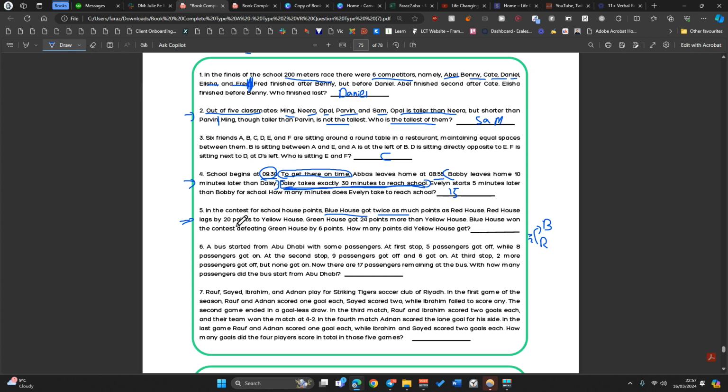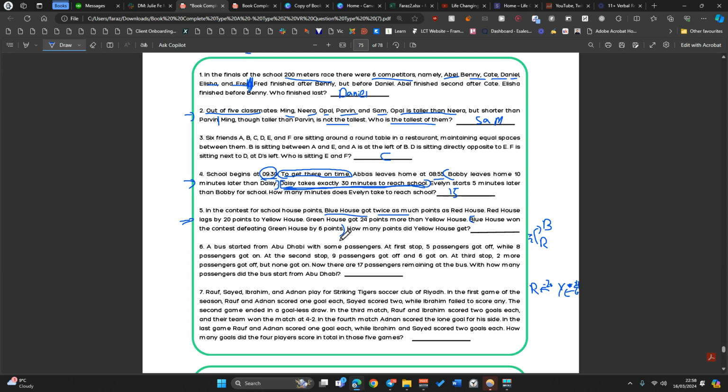Red House lags by 20 points to the Yellow House. Okay, so the Red House is basically, if we do this, minus 20 from the Yellow. Yellow is obviously above it. Green House has 24 points more than the Yellow House, so this is going to be a similar thing. So green is 24 in front of the Yellow. Blue House won the contest, defeating Green House by 6 points. Okay, so hold on.